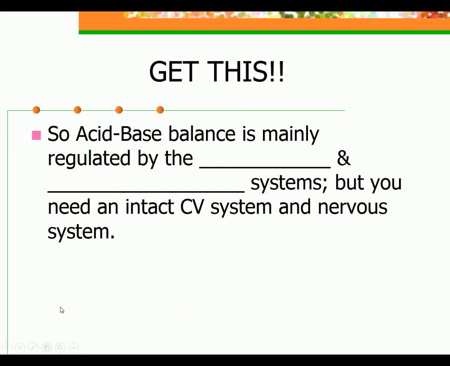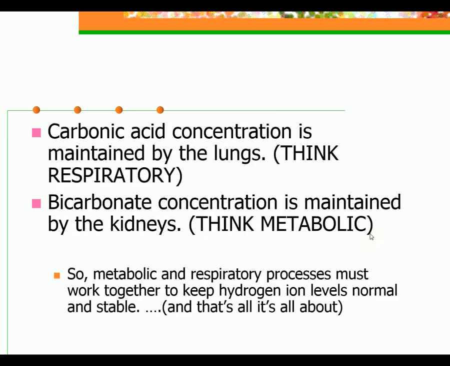Now, you also have to have an intact cardiovascular and nervous system, but the respiratory and the renal are your major systems. Carbonic acid is measured in the form of CO2, because we cannot measure it directly, so we measure it indirectly at the metabolite. CO2 is maintained by the lungs. So think respiratory when you see carbonic acid, because that's your acid component of the acid-base balance. When you see carbonic acid, think CO2, think lungs.